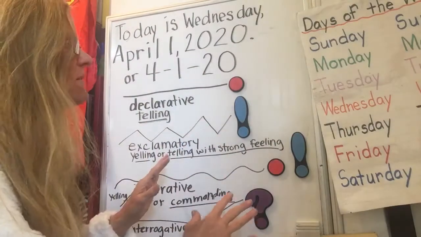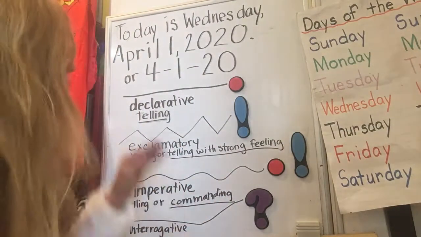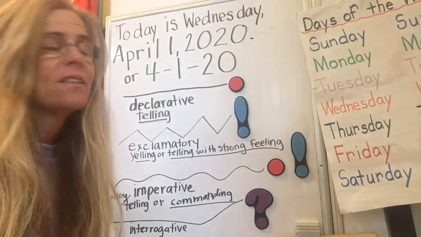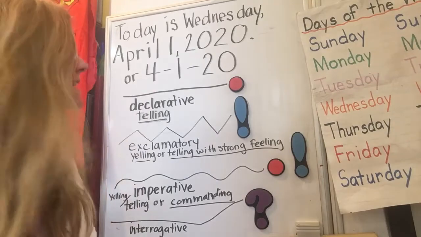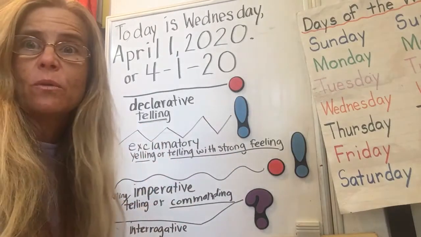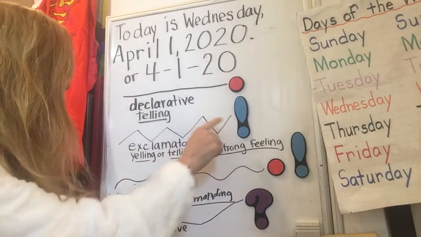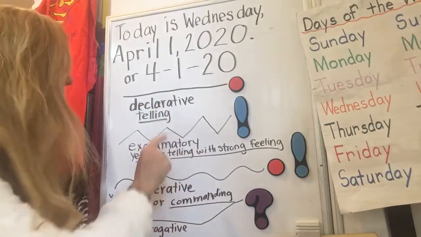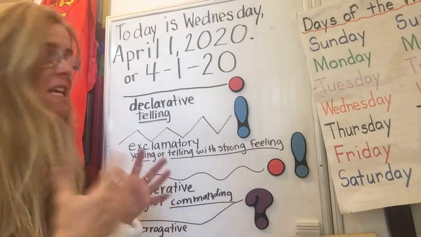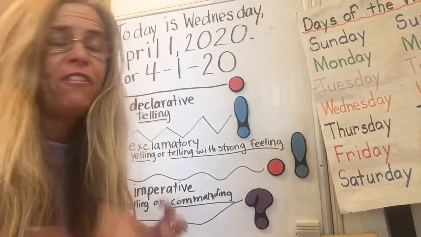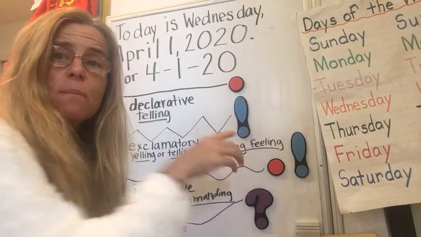So these are the forms of punctuation in the sentences that you will write. Most of what we write in school is going to end with a period. It's just a telling sentence. Most of what we write is telling. Some of what we write, we tell with strong feeling, and that's exclamatory. So declarative is just telling, ends with a period. Exclamatory is yelling or telling with strong feeling, and it uses an exclamation point.